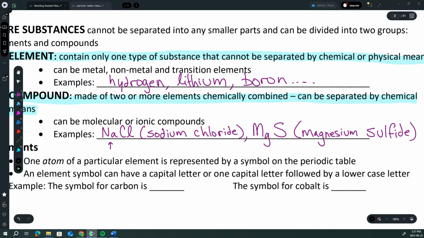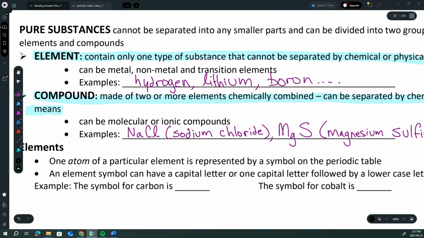Now, let's list some molecular compounds here. Water. Hydrogen is a nonmetal, oxygen's a nonmetal. That's why it's molecular.